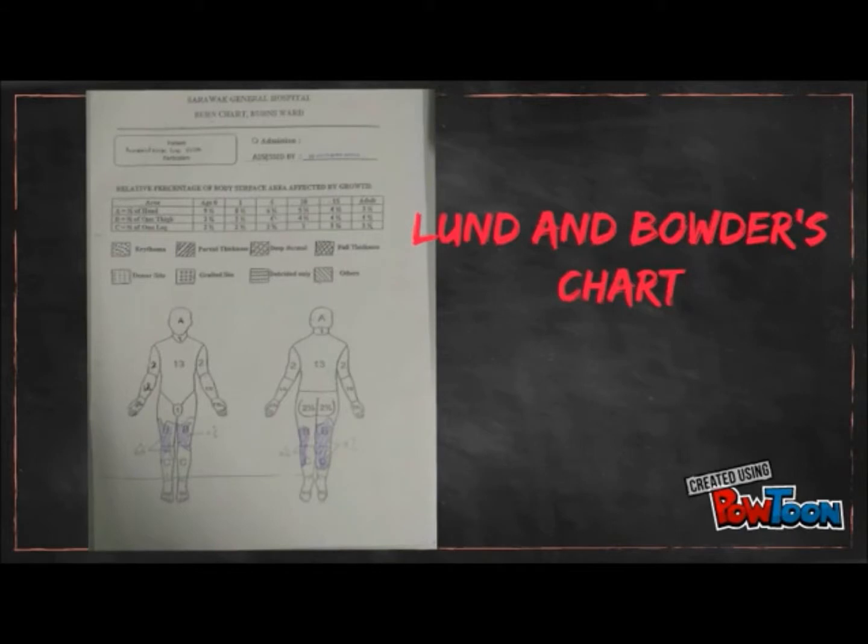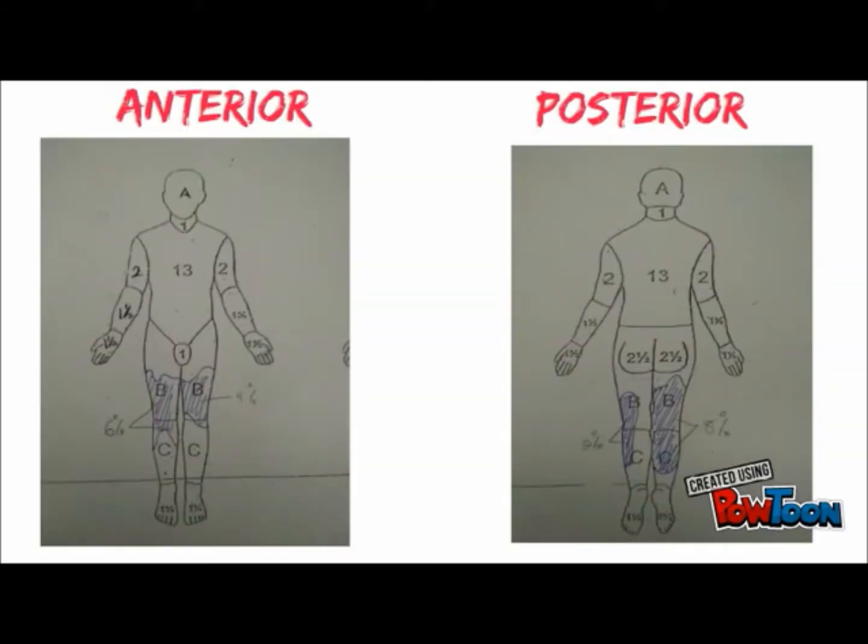This is the Lund and Browder chart that we use, and this is the total body surface area of the burn wound at the right and left leg from the anterior and posterior parts.